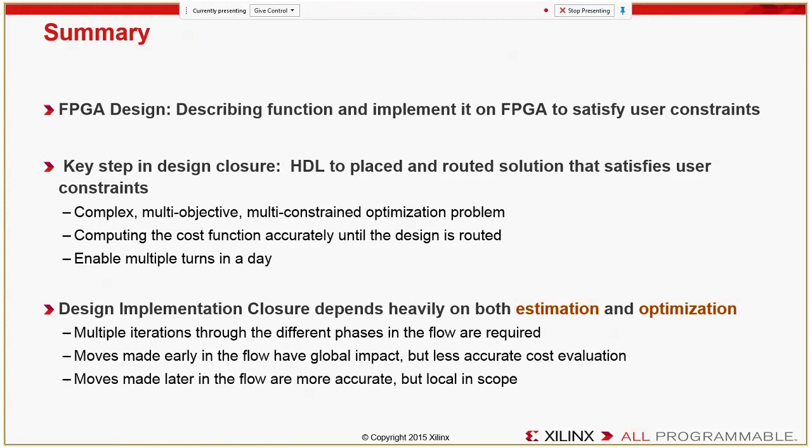Finally, design implementation closure depends heavily on both estimation and optimization. Multiple iterations through different phases in the flow are required, often with some manual intervention. Moves made early in the flow have global impact but less accurate cost evaluation, while moves made later in the flow are more accurate, but they tend to be local in scope because it's so expensive to backtrack and make a big change.